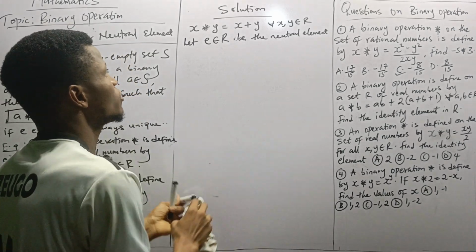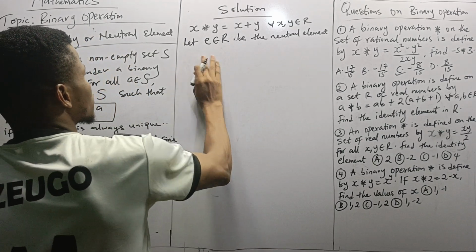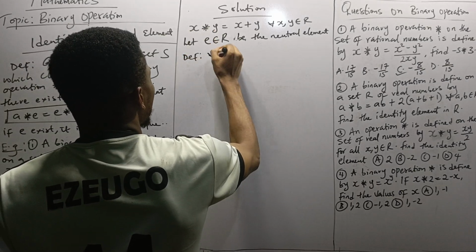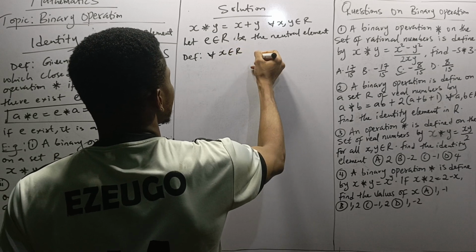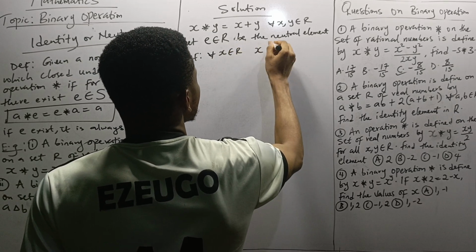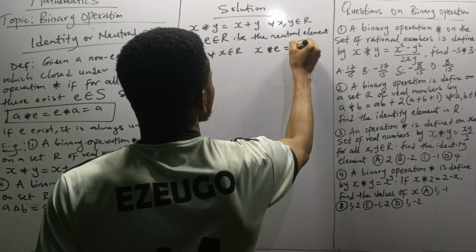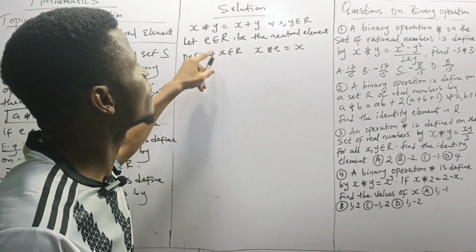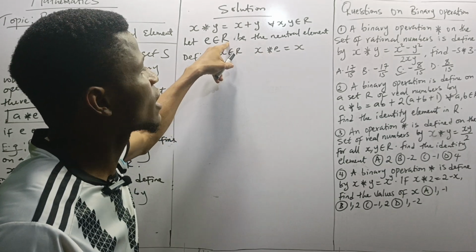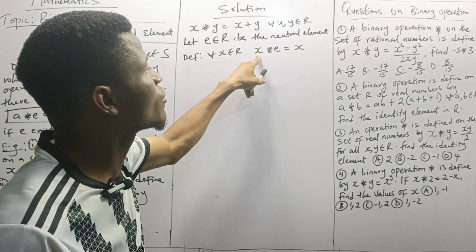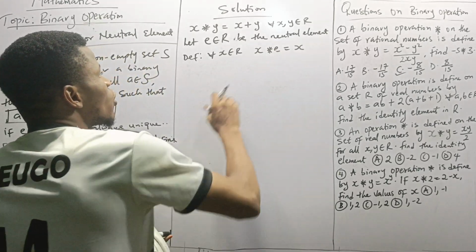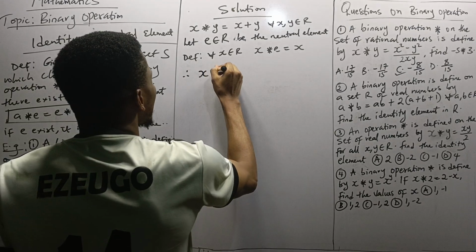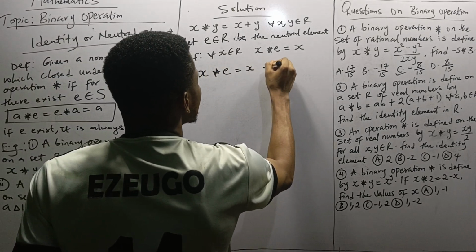All right, so what's the definition of E? For all X in R, X combined with E must also give you X. We have already understood this, that if E is a neutral element, then whenever it's combined with any element in that set, it will give you that element, meaning that E has no effect on any element. So the definition of E will be our first equation. Therefore we have that X operation E equals X, equation 1.